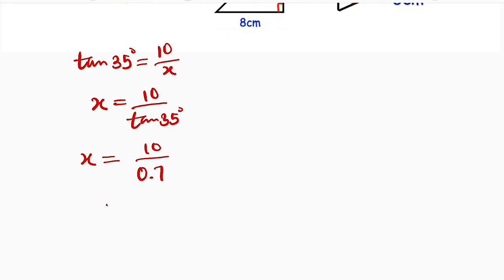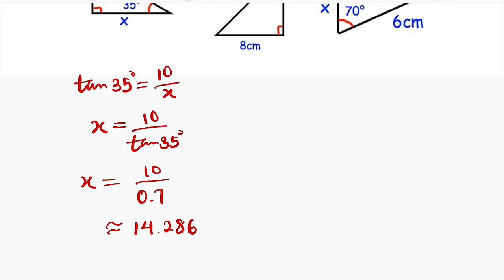That is approximately 14.286 in 3 decimal places. Remember that this is not an angle. It is a side length and the unit is given as cm.